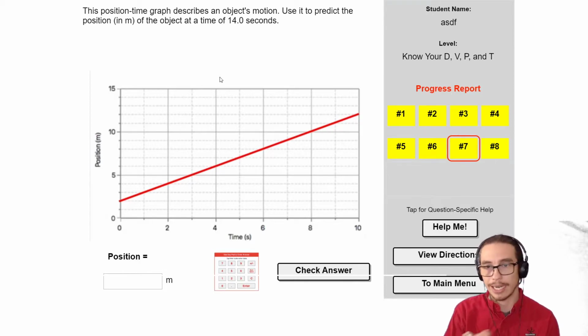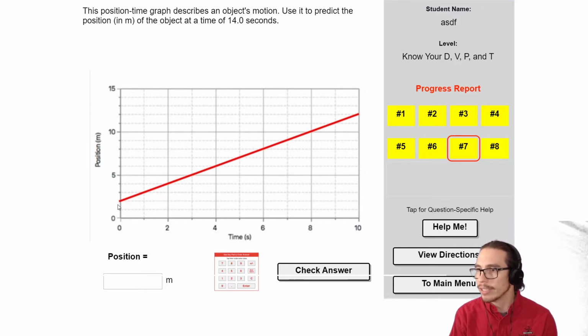Let's just say I want you to predict where this is going to be at 14. Now I can't go to time 7 and figure out that's at 9 meters and double that. It's not going to be at 18 meters because you're assuming that started at 0. It didn't. It started at 2. So if you can figure out how much distance it covers in a time that's related to 14, then you can use that to figure out how much more distance it will be for another 7.